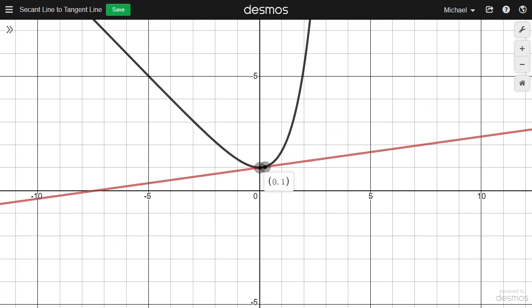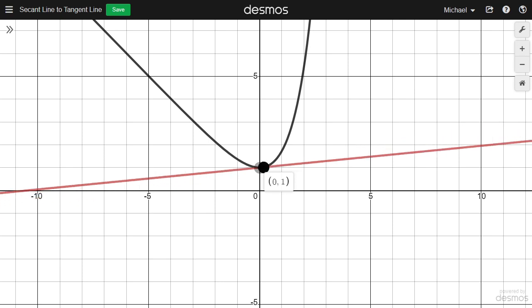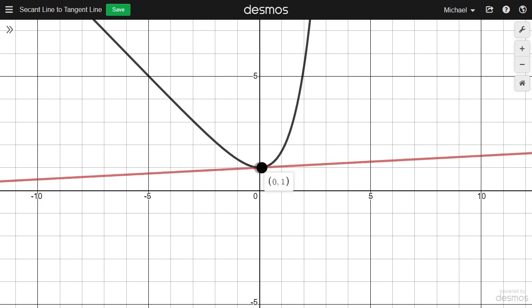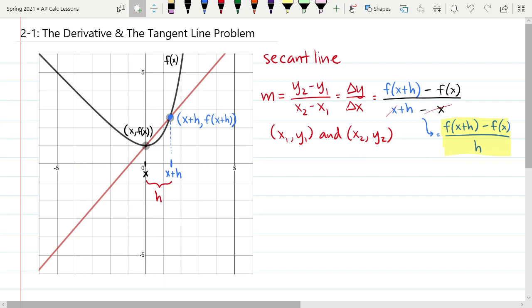So our game plan then to find the slope of that tangent line is we want to find the slope of the secant line where the second point is as close as possible to the first point. But now, remember how we defined the second point. Remember that the second point was defined where the x-coordinate was x plus h. So if I'm trying to bring the second point closer and closer to the first point, think about what's happening to the value of h.